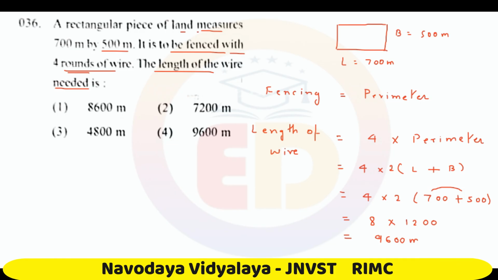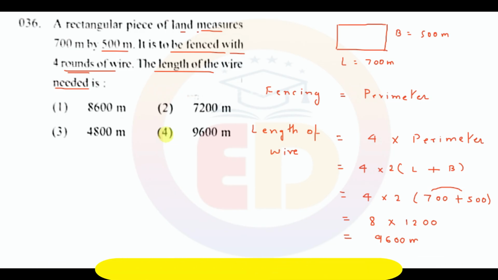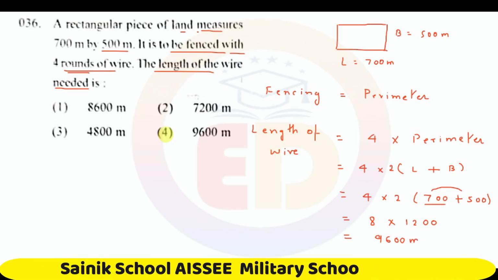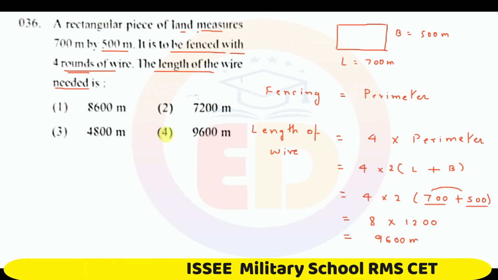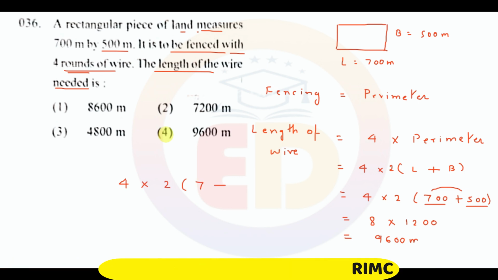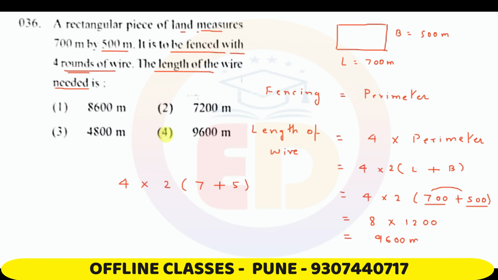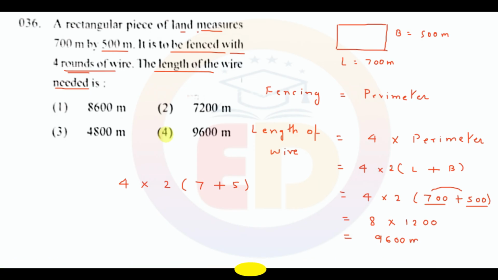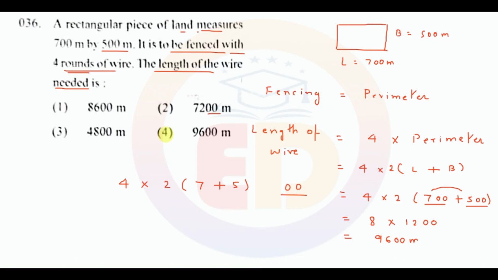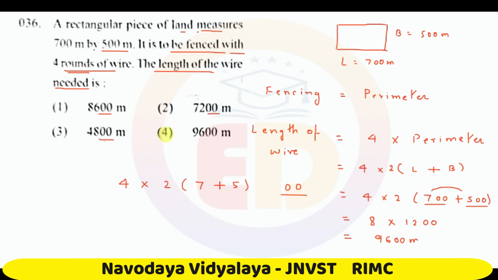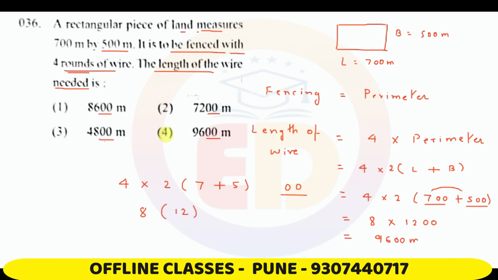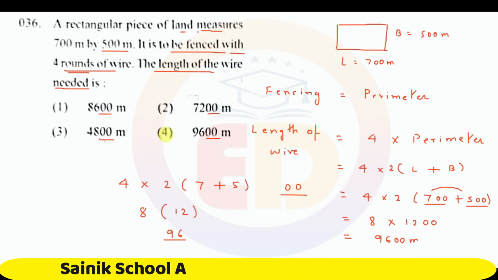Another simple way of doing the question will be, no need of multiplying the 100 values, no need of adding the 700 and 500. You know that 7 plus 5 is 12, so you simply multiply 4 multiplied by 2 bracket 7 plus 5. As we know that 700 and 500, it will give you the final answer which will end with 2 zeros, which is common in all the 4 options. So we just need to find out the first 2 values. 4 into 2 is 8, multiply by 12. My answer should start with 96. Answer is option number 4.